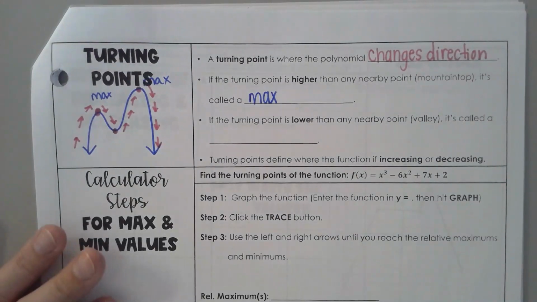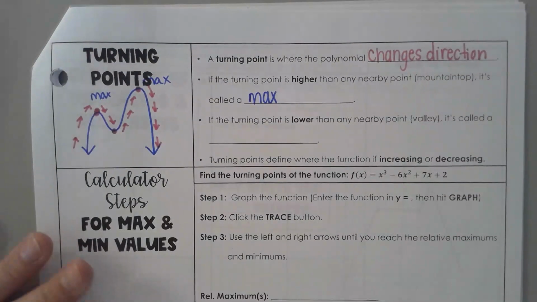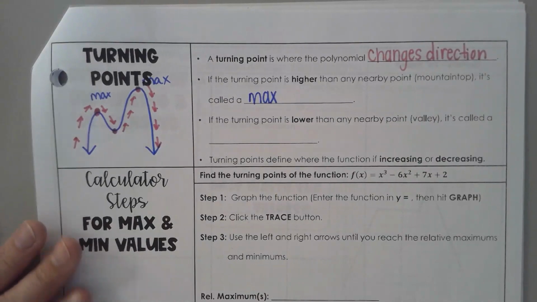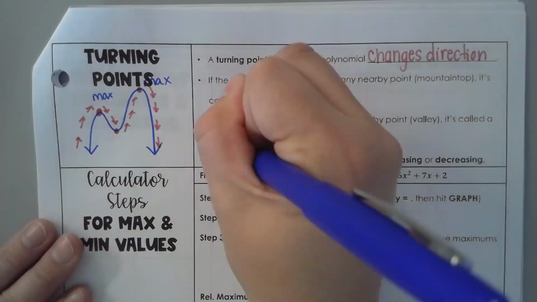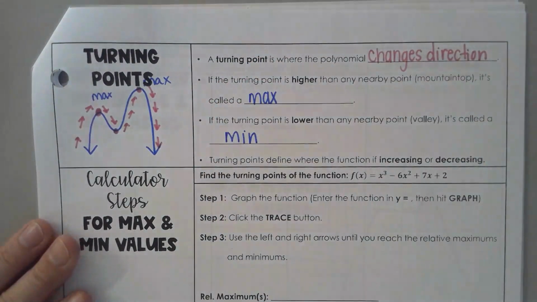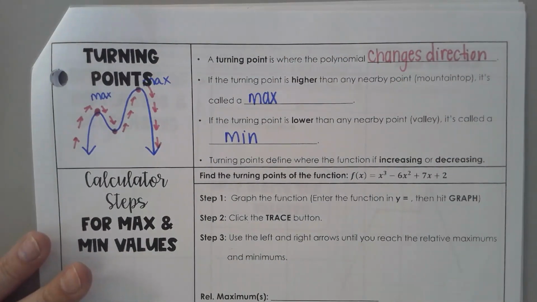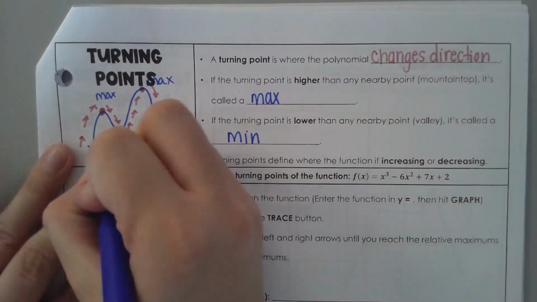If it's a lower point, like a valley, we call that, what do you think? Minimum, min. How many minimums do I have? Just this one right here.